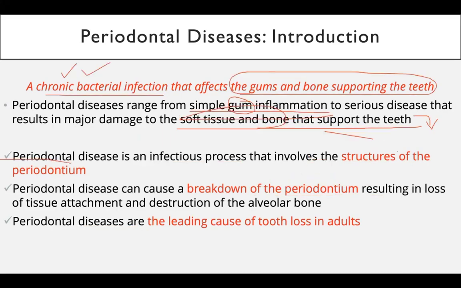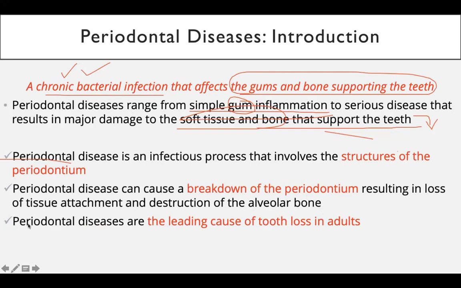Okay, here we can see. So periodontal disease, an infectious process, as we know, bacteria is involved, that involves the structure of periodontium. We know the structure, the gum, and the supporting structure, supporting teeth. These are the four tissues known as periodontium. Periodontal diseases can cause a breakdown of these structures, resulting in loss of tissue attachment, meaning the teeth to the alveolar bone, and the destruction of the alveolar bone, which will lead to the loss of tooth.